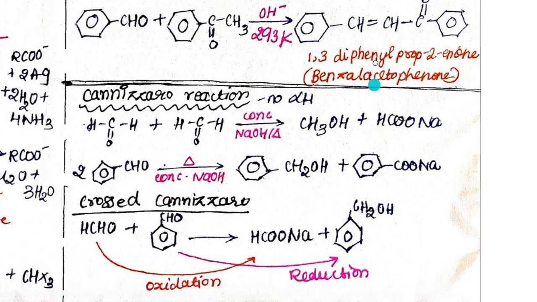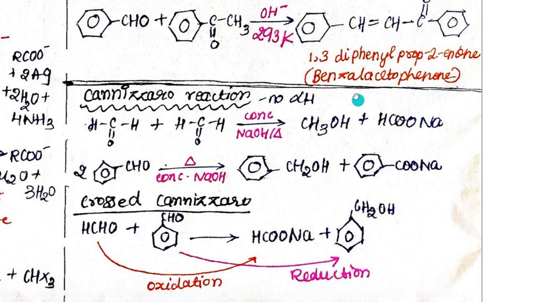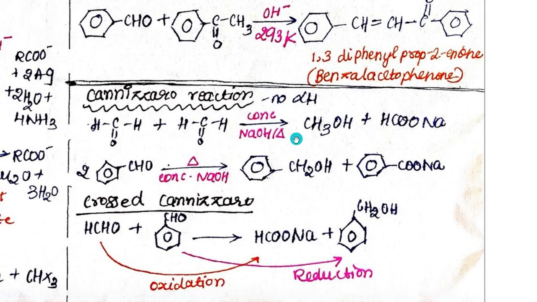Coming to Cannizzaro's reaction, if there are no alpha hydrogen atoms, then what? Then we have Cannizzaro's reaction. So here we have HC double bond O, and HC double bond O, which is what? Formaldehyde, HCHO. On reaction with concentrated NaOH, for aldol we use dilute NaOH. For Cannizzaro, concentrated NaOH will give us CH3OH plus HCOONa.